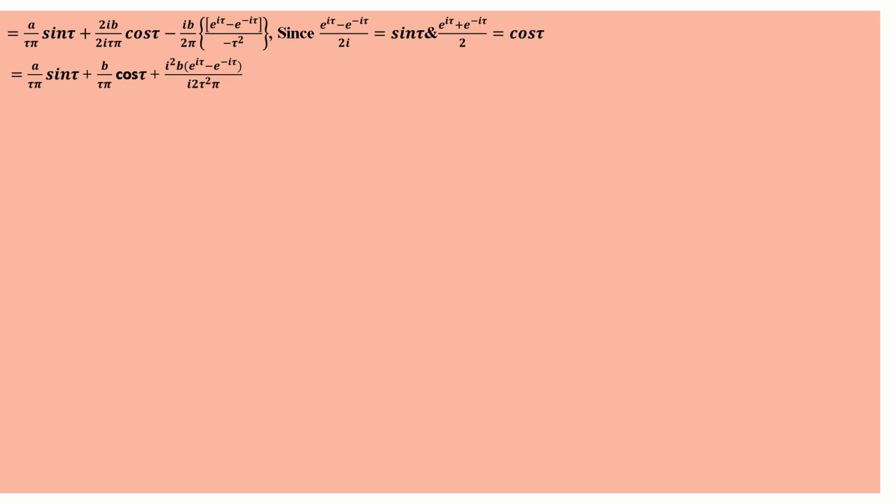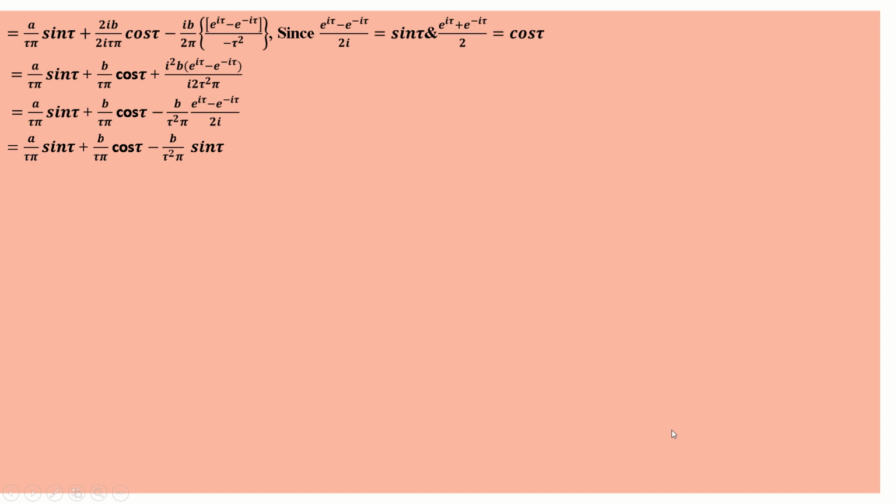So bringing that 2i to the denominator of e powers, e power i tau minus e power minus i tau by 2i, so we can use the formula sin tau. So a by tau pi sin tau plus b by tau pi cos tau minus b by tau square pi sin tau. So 1 by tau pi is common, so take it outside: 1 by tau pi times a sin tau plus b cos tau minus b by tau sin tau.